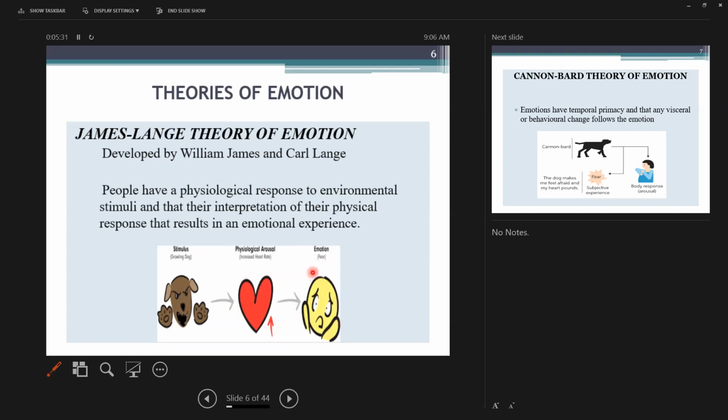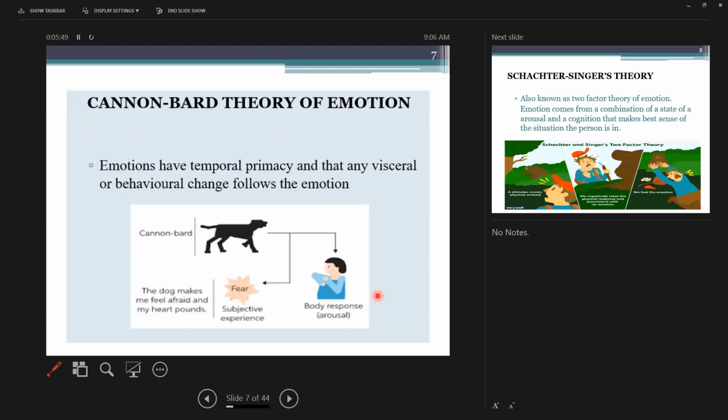Now, this theory was criticized in the sense that the physiological changes, the visceral responses to stimuli, are too slow to account for the rapidity of emotions that arise in the presence of appropriate stimulus. Now, the second theory which came up was the Cannon-Bard theory of emotion.